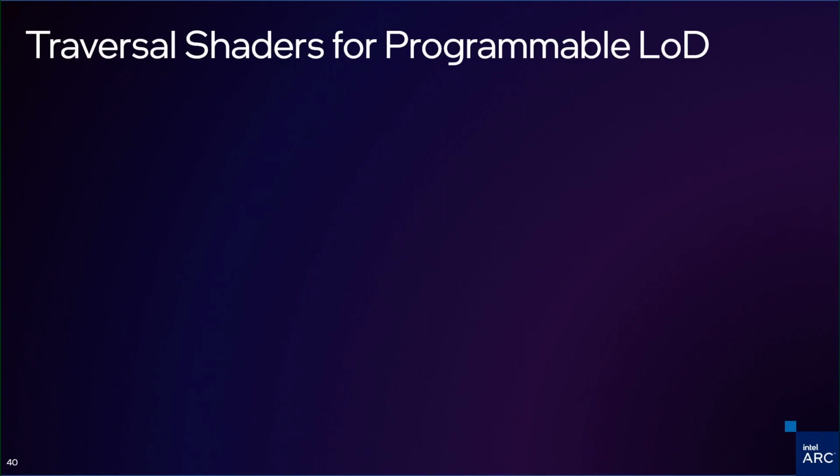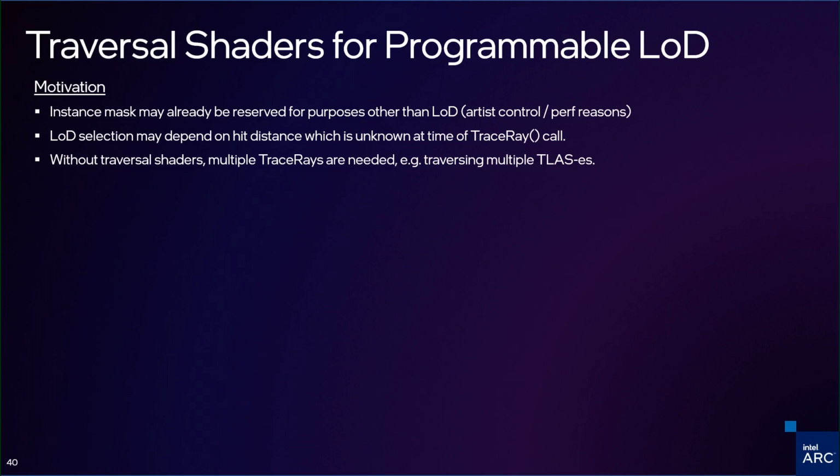So why might we want to do something like this? There are a few different reasons. One, we talk about this instance mask a lot, and it comes back here again. It may already be used for something else. Maybe the artists are using it, or maybe there are performance reasons you're using it for some of the algorithms you're implementing. The other is you may have LOD selection that you want to depend on things like hit distance, which isn't even known at the time of the trace ray call. The only way to find that would be to do multiple distance estimations some other way. So you don't know which one to pick until you're actually running the shader. This is a way to have that determination made after you know how far away the object is that you've hit.